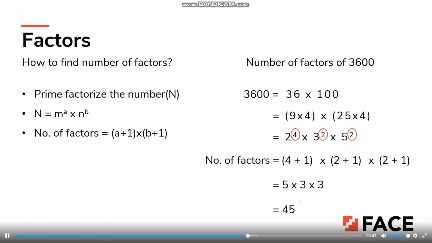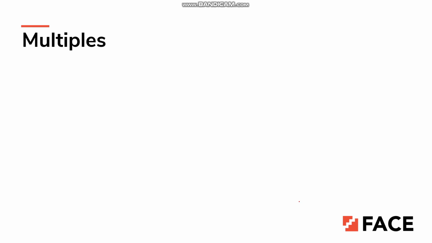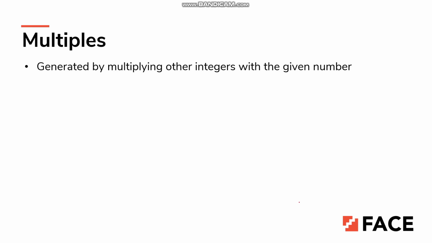Let's move to multiples. A multiple is a number which is generated by multiplying the given number with some integers, right? For example, let's take number 10. The first multiple of 10 is 10 itself, right? 1 into 10 is 10, right? 2 into 10 is 20. Similarly, 30, 40, 50, 60, etc., right? So multiples are infinite, right? We cannot say this is the last multiple of this number. It keeps on going, right?